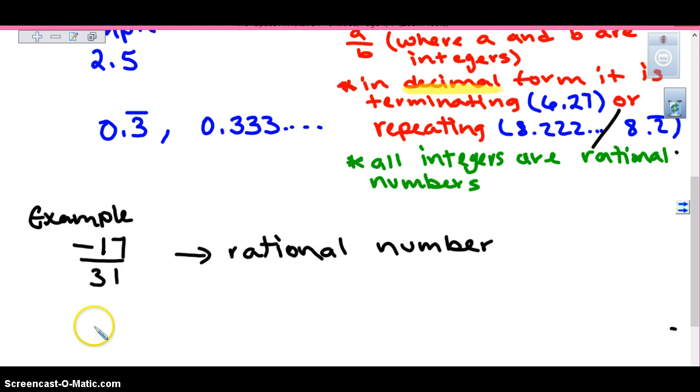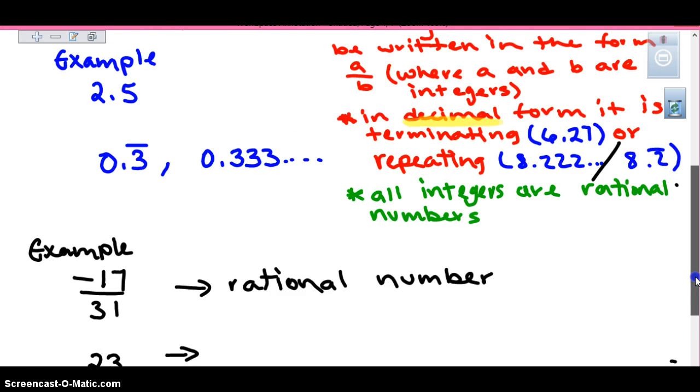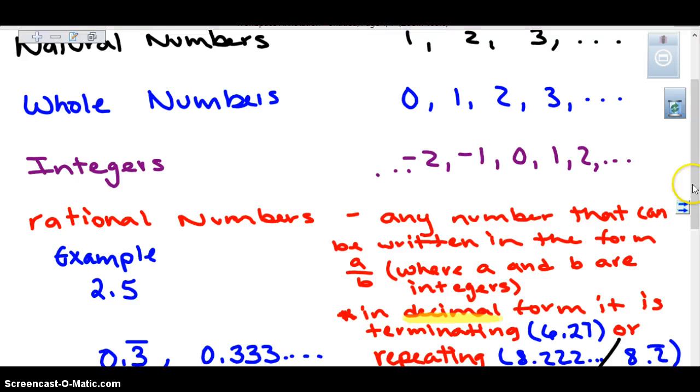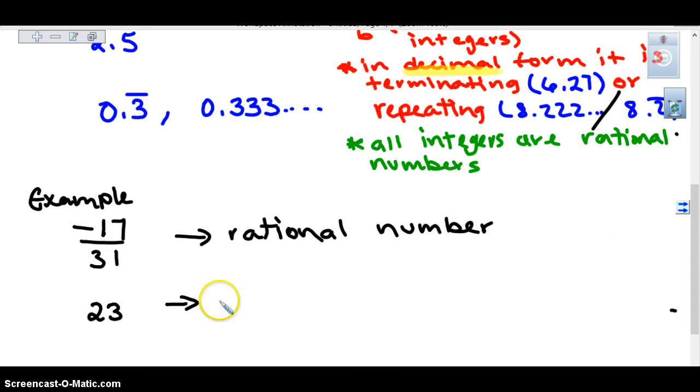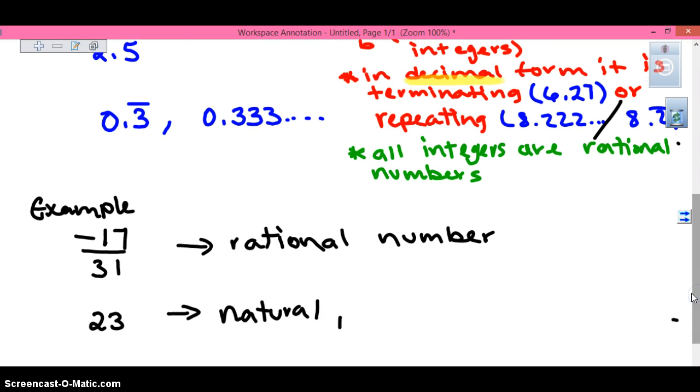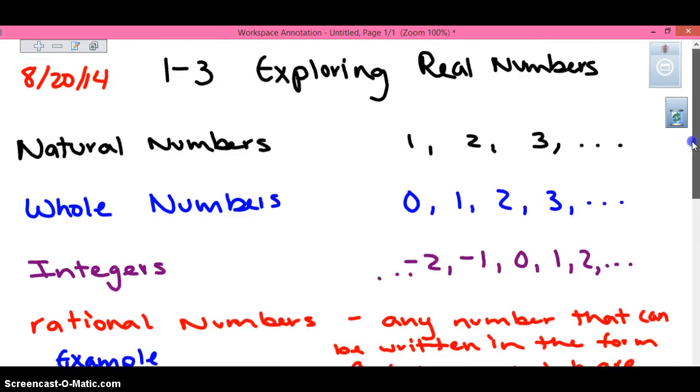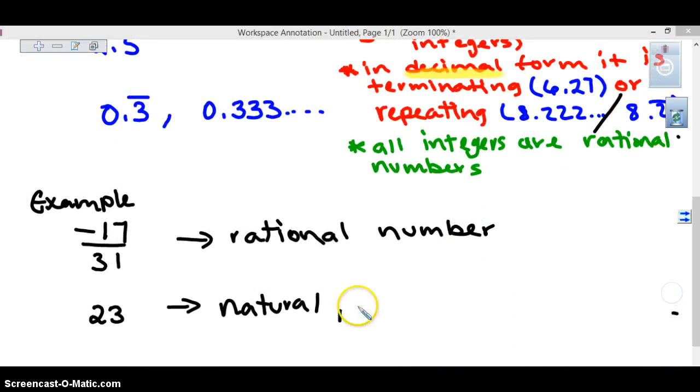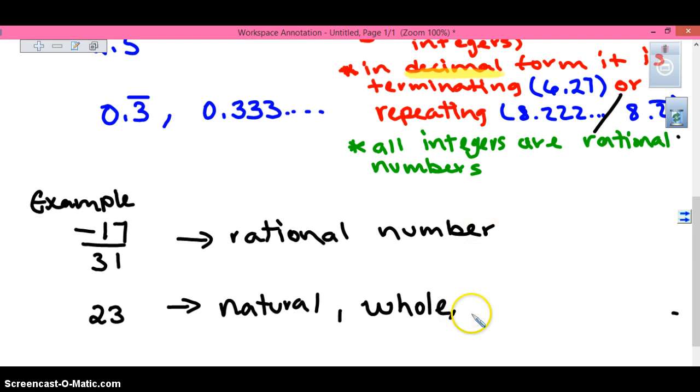Let's say we have the number 23. Is the number 23 a natural number? Yes. So this is natural. Is it a whole number? Yes. Let's look at the whole numbers again. Yes. Is it an integer? Yes.